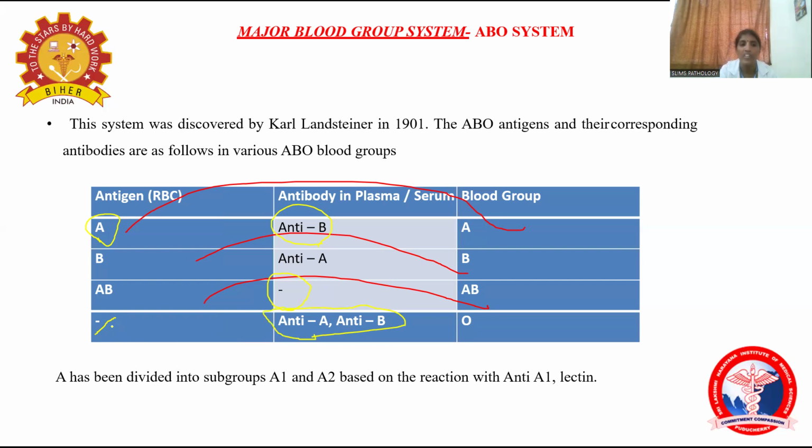Yes, of course. So when there is no antigen, you can also remember it as zero antigen. So what blood group is it? O blood group. Are all of you following? A has been further subdivided into two subgroups, A1 and A2, based on reaction with anti-lectin antibody, right?